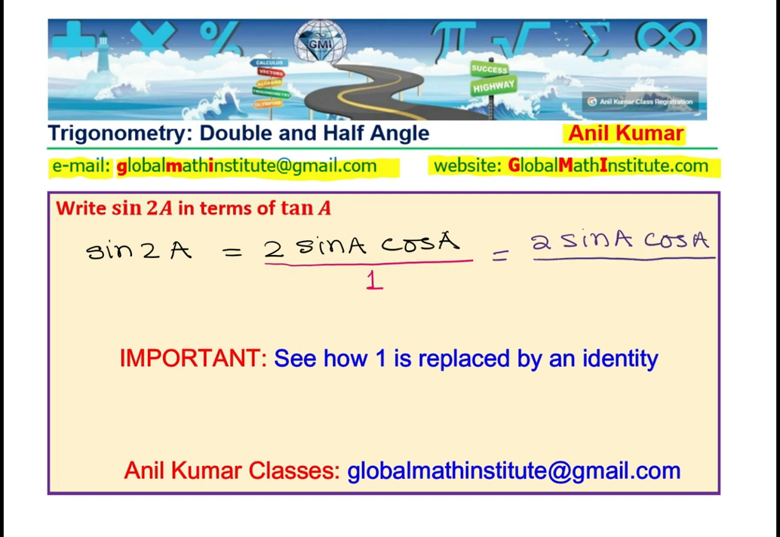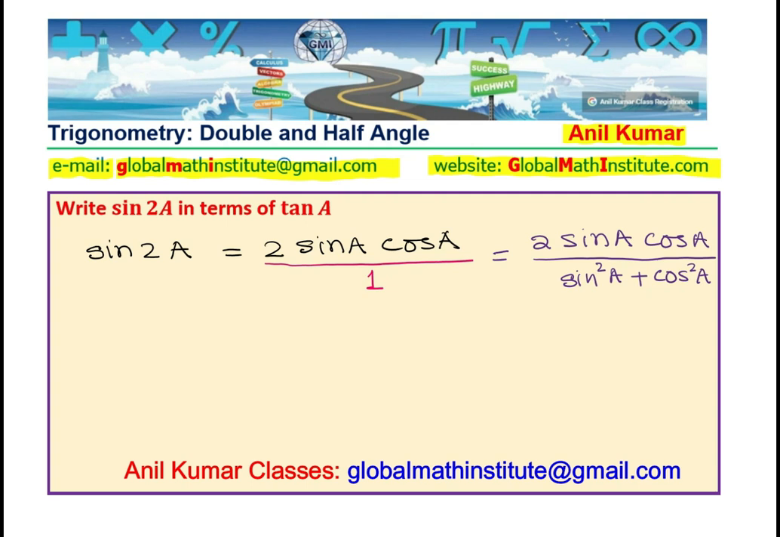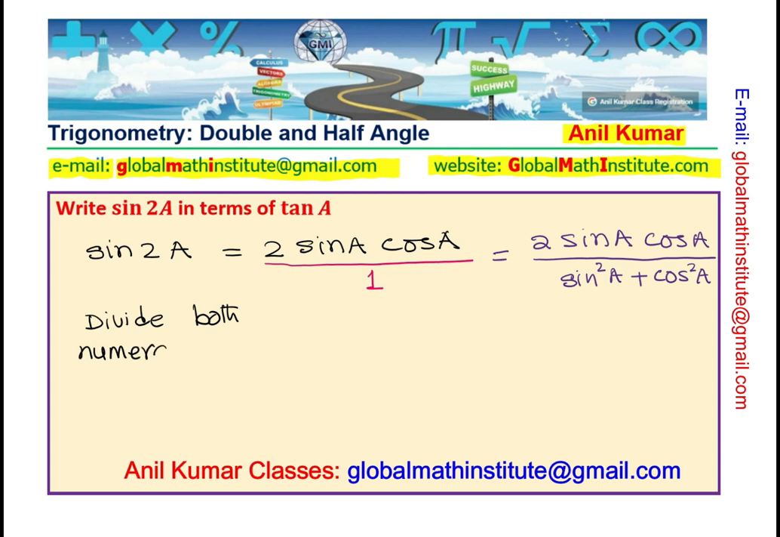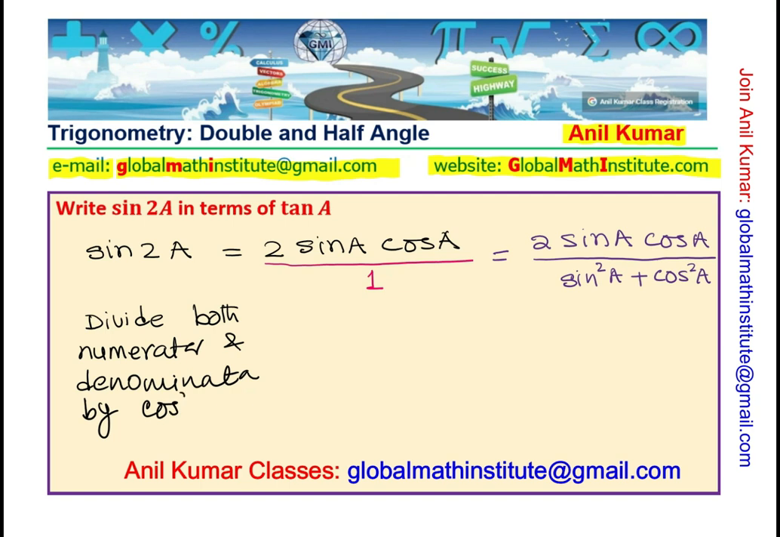divided by, and what is 1? It is sine square a plus cos square a. Do you see that? At this stage, we can divide both numerator and denominator by cos square a, right? So we'll divide both numerator and denominator by cos square a. So what do we get?